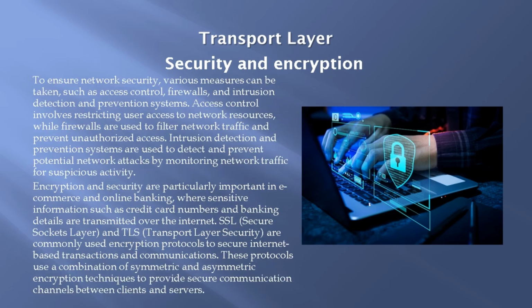To ensure network security, various measures can be taken, such as access control, firewalls, and intrusion detection and prevention systems. Access control involves restricting user access to network resources, while firewalls are used to filter network traffic and prevent unauthorized access. Intrusion detection and prevention systems are used to detect and prevent potential network attacks by monitoring network traffic for suspicious activity.